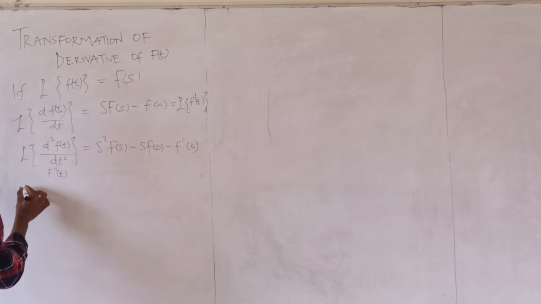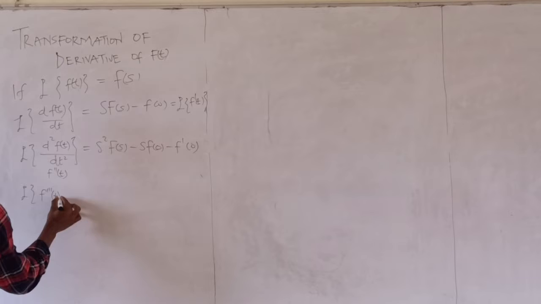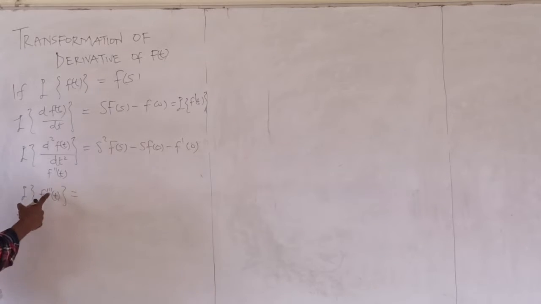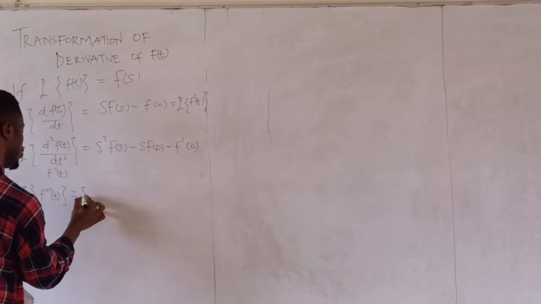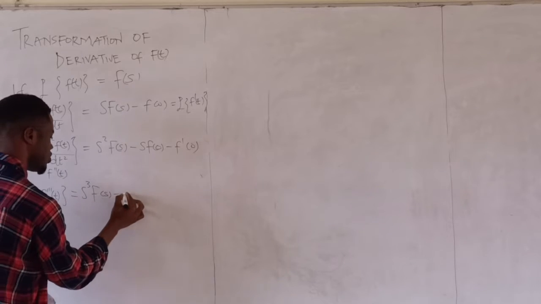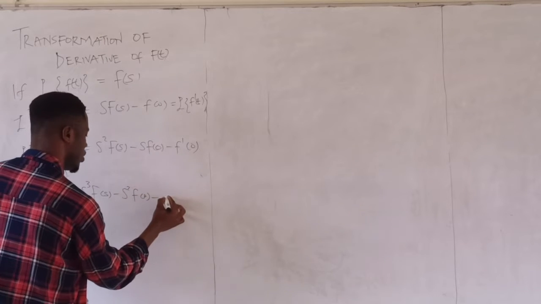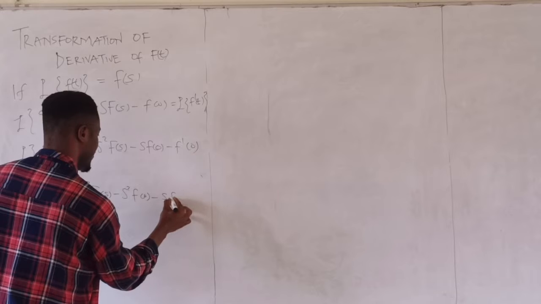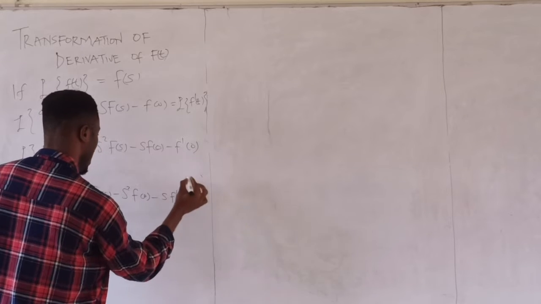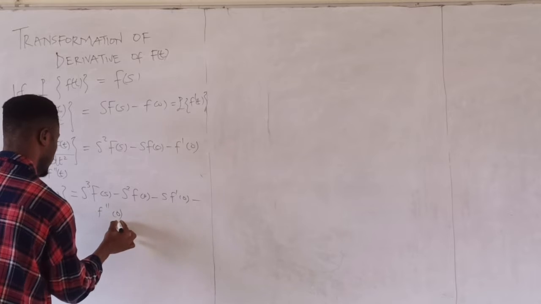So that means the Laplace of f prime prime prime of t, that is the Laplace of the third differential, will now be equal to s cubed F of s minus s squared f of 0 minus s f prime of 0 minus f prime prime of 0.